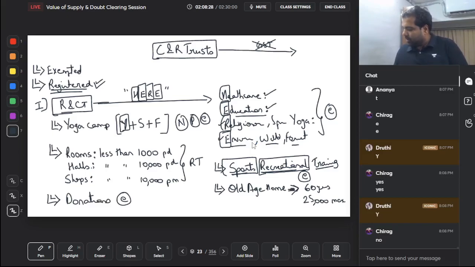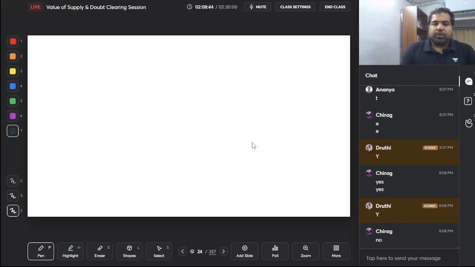You can provide that, but it will not be exempt. Let's see what else is there in religious and charitable trust. Yes, these are all in religious and charitable trust. Outside of religious and charitable trust, so this is for everyone. Yes, this is for all, or this is for everyone.